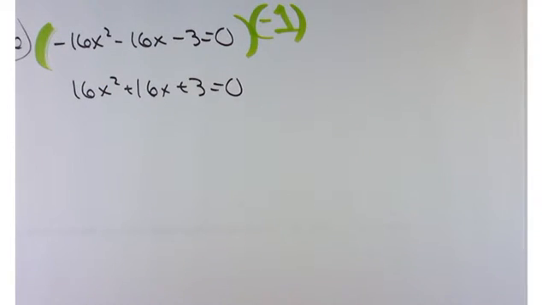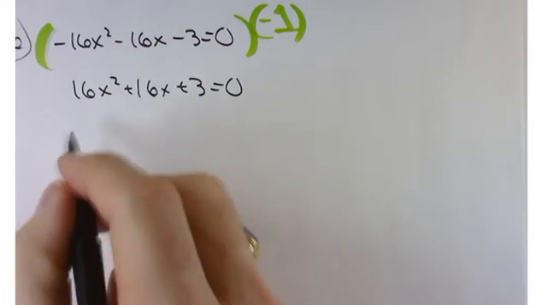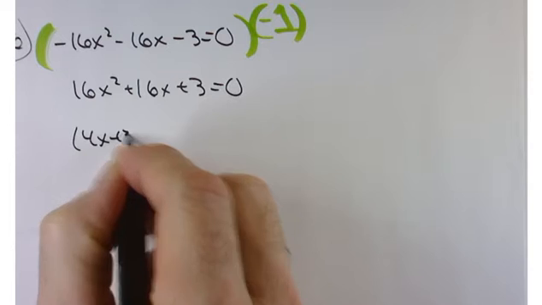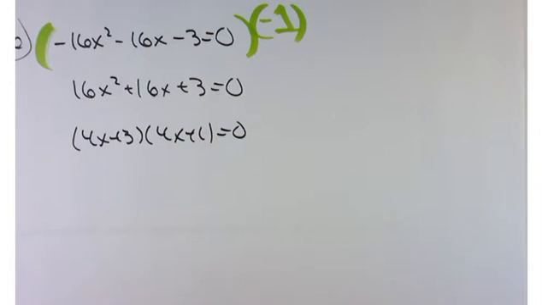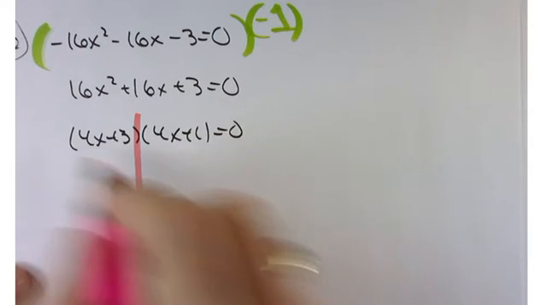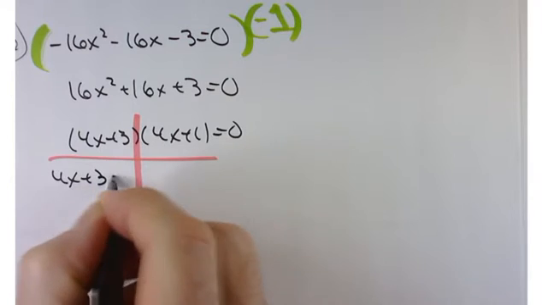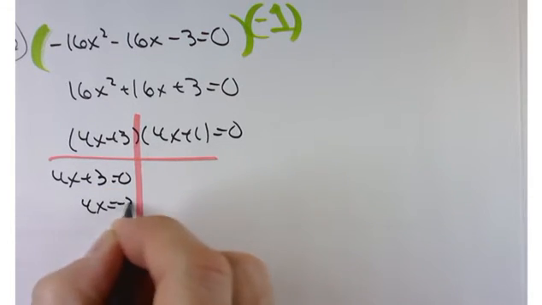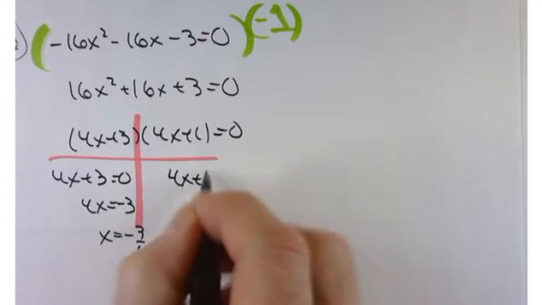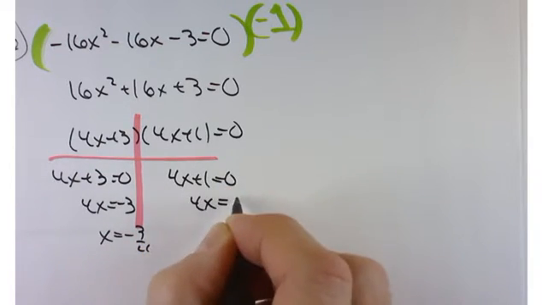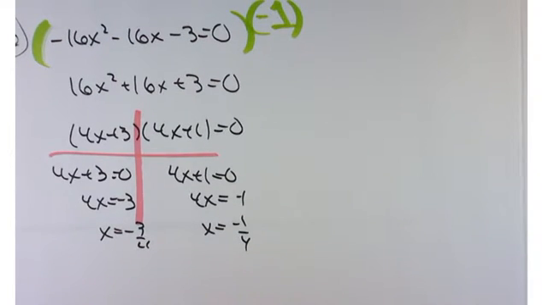Okay, so let's look at this one together. We want to solve this quadratic equation. It's going to factor as 4x plus 3 times 4x plus 1 equals 0. Set each term equal to 0. So 4x plus 3 equals 0 when 4x equals negative 3 or x equals negative 3/4. Likewise over here, x equals negative 1/4.